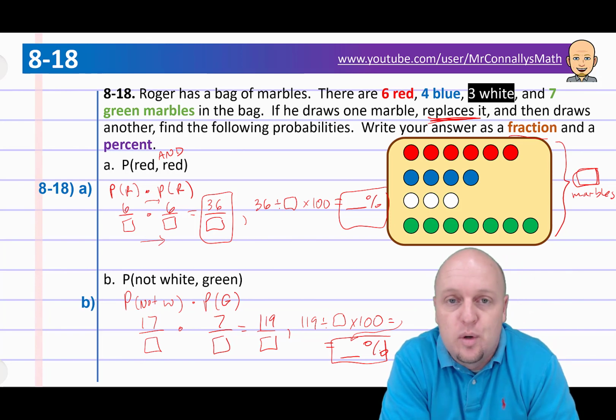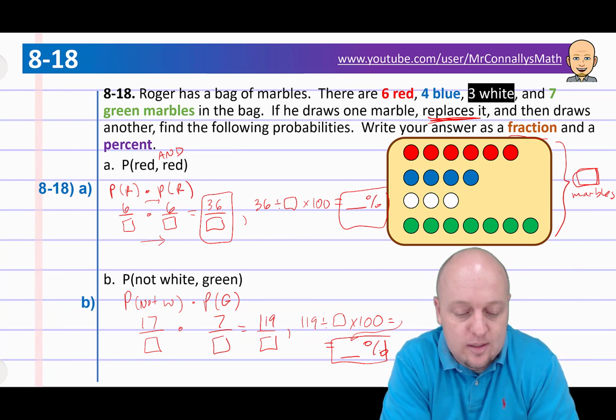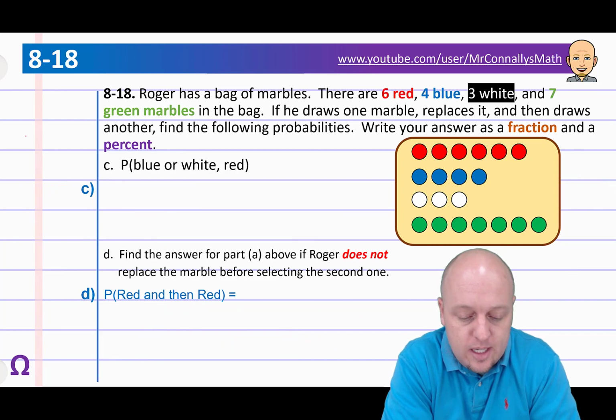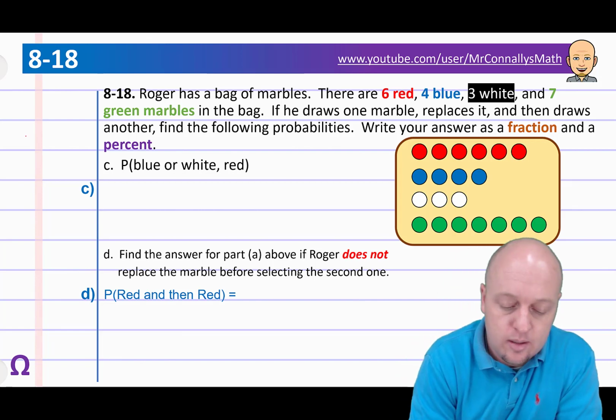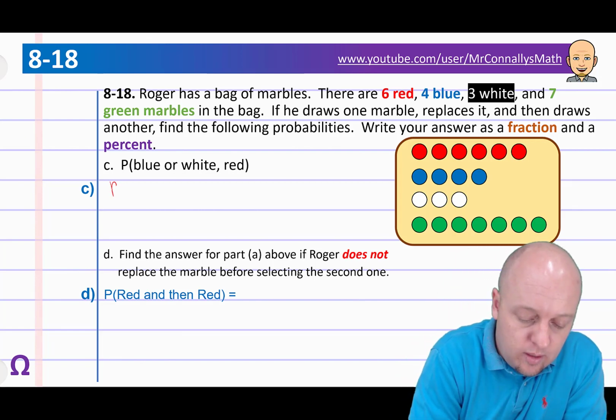Okay, pause if you need more time. Let's go on to the next. Roger has a bag of marbles. What's the probability of blue or white and then getting a red? Okay, so we've got the probability of blue or white times the probability of getting red.